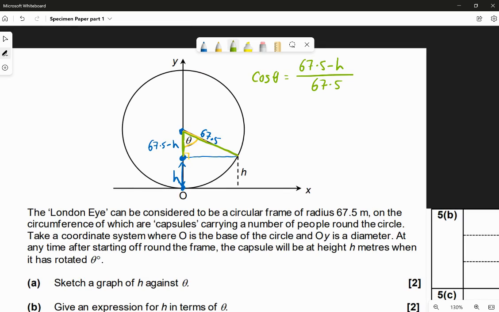So I'm just going to rearrange this until I've got h as the subject. So multiply by 67.5, I get 67.5 cos theta equals 67.5 minus h. Add h to both sides, and then subtract 67.5 cos theta from both sides. I get h is equal to 67.5 minus 67.5 cos theta. And there we have it. We have an equation for h in terms of theta.